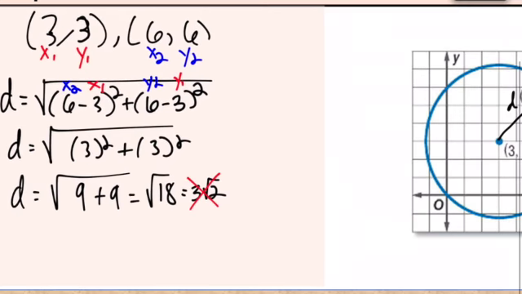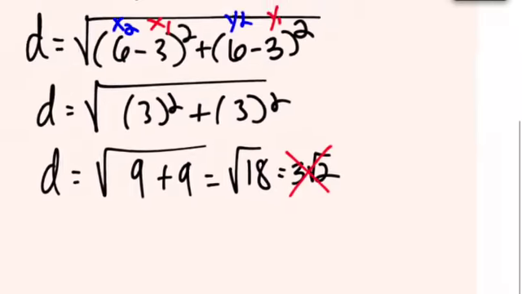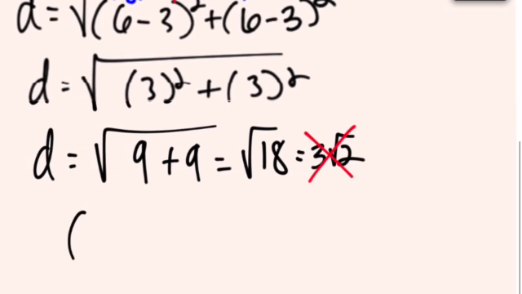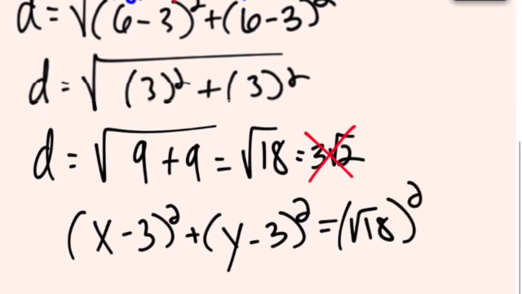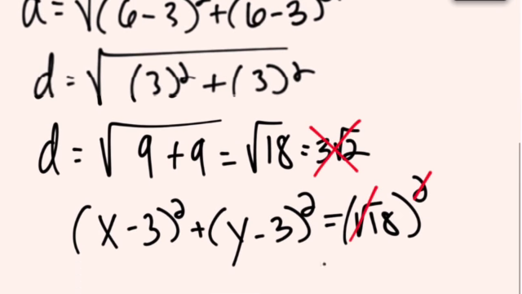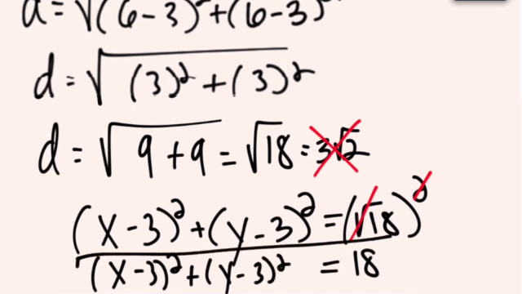So all we have to do now is just plug it into the formula. My center is 3, 3. So x minus 3 squared plus y minus 3 squared equals the square root of 18 squared. But like I said, the squared and the square root are going to cancel out. So I'm just going to be left with 18. So we get x minus 3 squared plus y minus 3 squared equals 18.